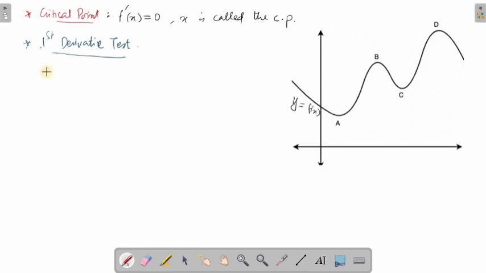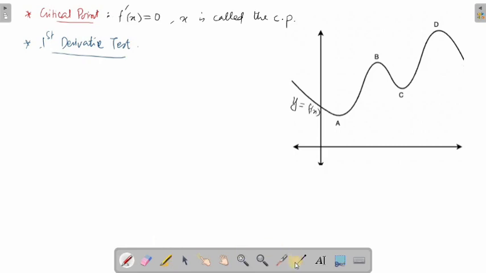First we'll check for a point of maximum. From the graph, wherever you see a peak, that is the point of maxima. For example, you see we have got a peak out here. This is the peak, right? This B is also a peak. So both are maximum.